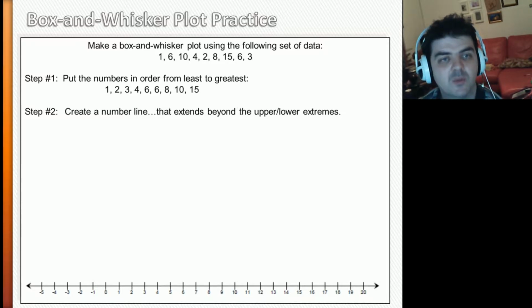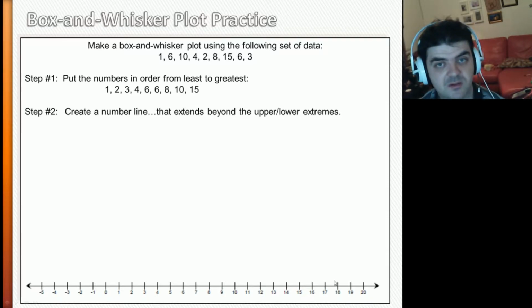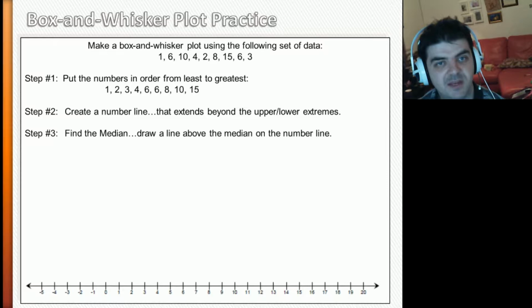Next bit is we're going to create a number line so it extends beyond the upper and lower extremes. So we're going to go slightly lower than 1, and slightly bigger than 15. This one's been drawn from -5 to 20, which is quite reasonable. Third bit is to find the median.